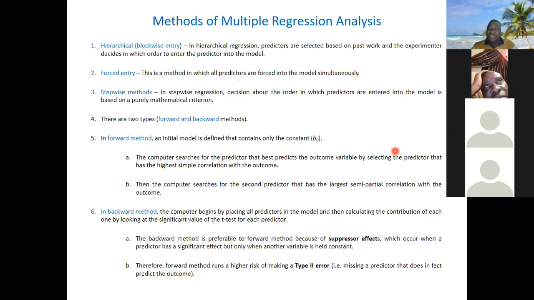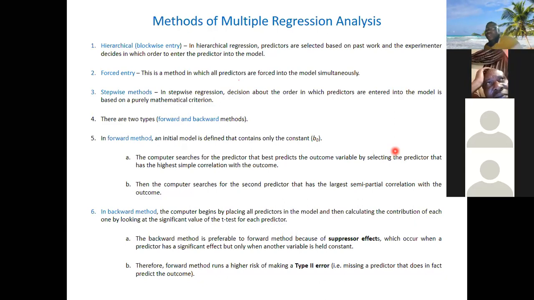In the hierarchical case, it's a situation where you already have your theory in your mind. You have done a literature review or work has been done before. You already know which is the most important variable, the second most important, the third. So you just put them in order of importance from history, from literature. That is hierarchical, in the sense that you know which one is number 1 and which one should be number 2.